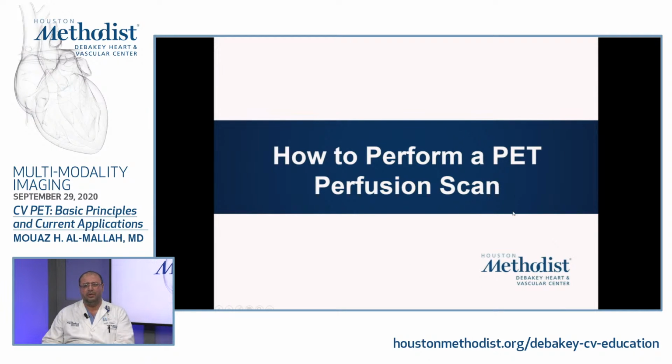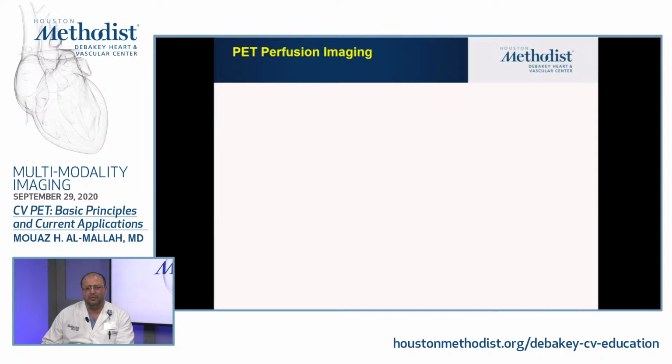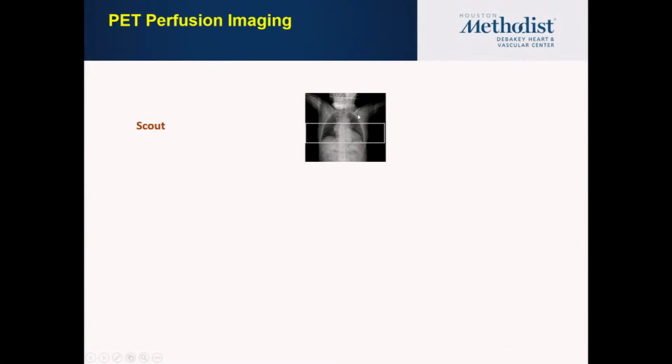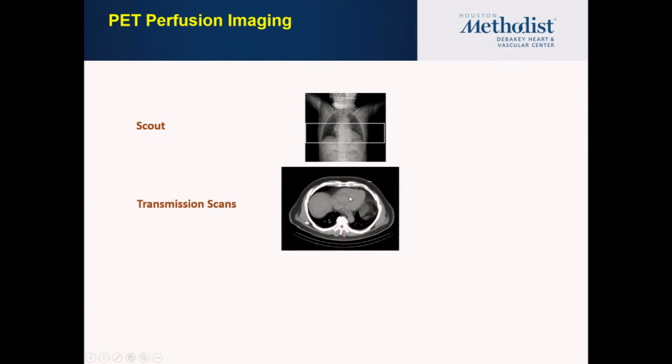So how do we do this PET scan? This is important for the imaging fellows who are with us, and also for the general cardiology fellows who will rotate with us. When you come and do this PET perfusion scan with us, this is what we do. The patient will need to have a scout to identify where the heart is. Then you go ahead and do a transmission scan, which is the CT attenuation correction scan.